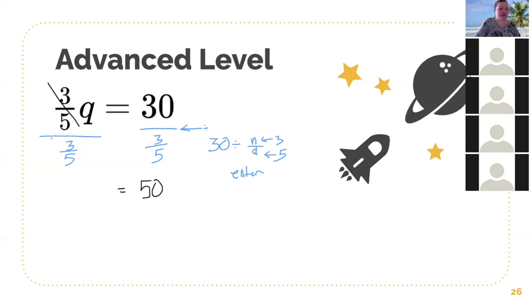And on this side, multiplying by 3/5 and dividing by 3/5, as ugly as it might be, it cancels, it goes away. You don't have to worry about it. And Q is alone. And I didn't have to know anything about fractions. All I had to know about was opposites.